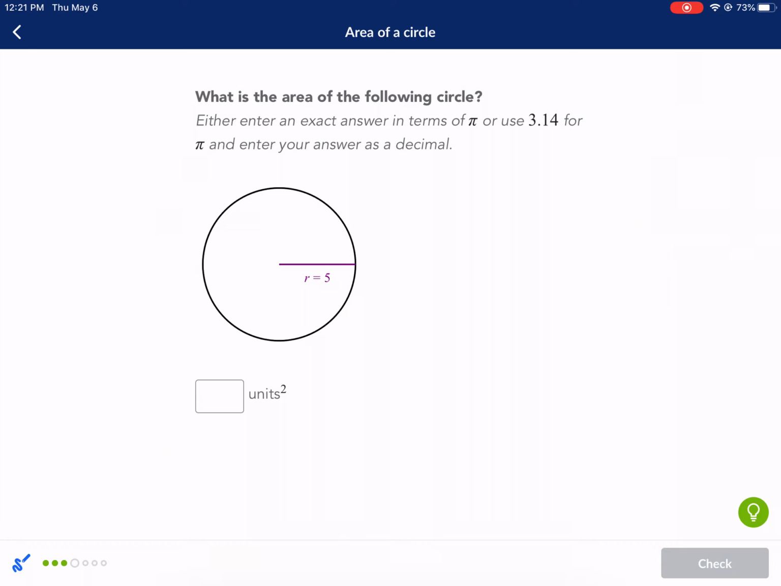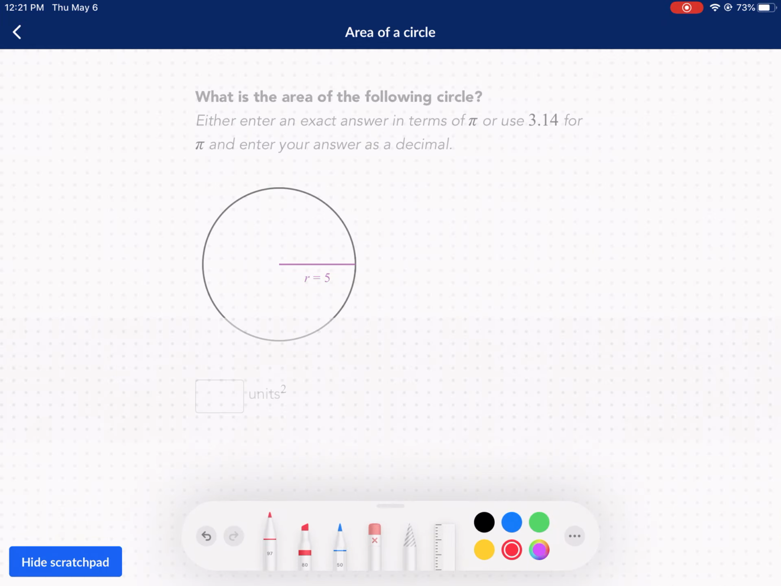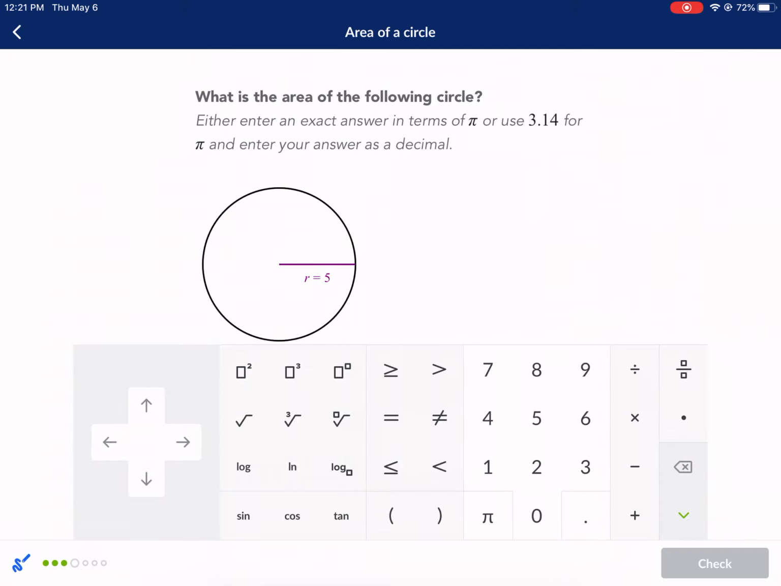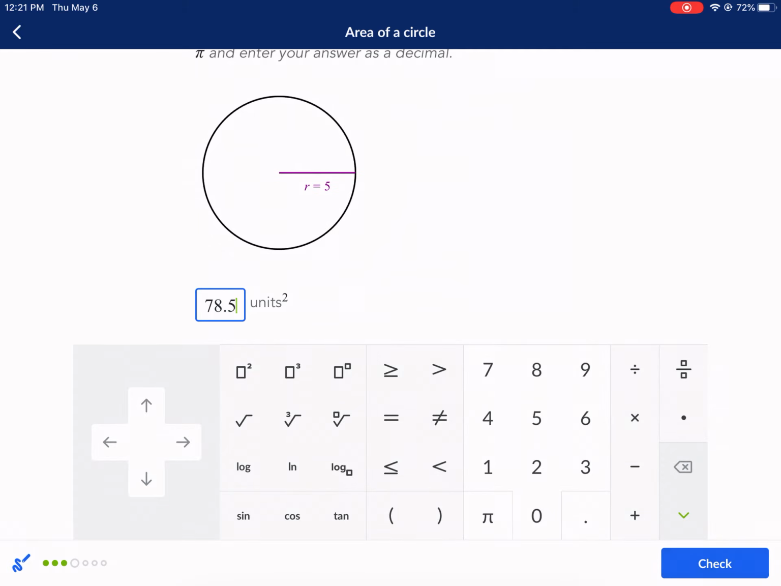Okay, same thing, except it gives us the radius. And wasn't this the one we just did? Yes, it's the same thing we just did. It gives us the radius, and we use the same formula: 5 squared times 3.14 equals the area. So we get the same thing, 78.5. I don't know why I did that, but whatever. We'll take the free points.